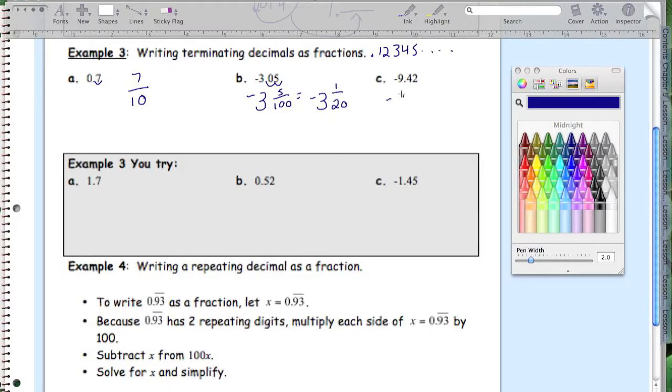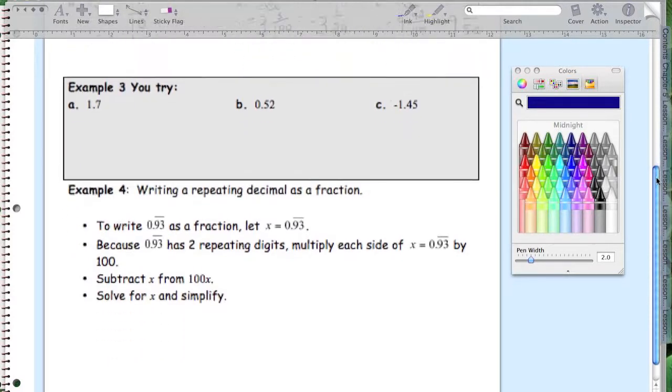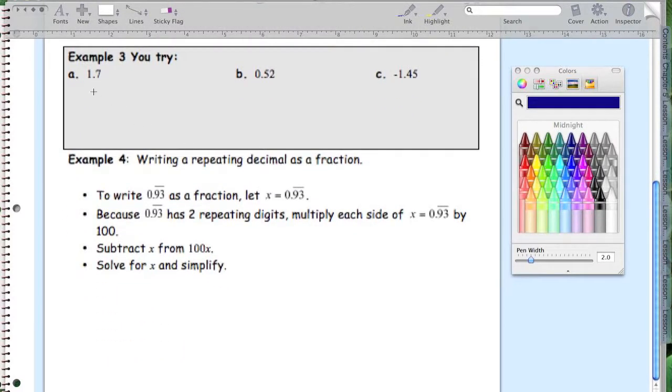Letter C, I bring my negative 9 down, and 42 goes out to the hundredths, so it's 42 over 100. And then I can reduce and simplify, negative 9 and 21/50ths. Even if it doesn't say simplify, you should always do that. It just goes without saying.